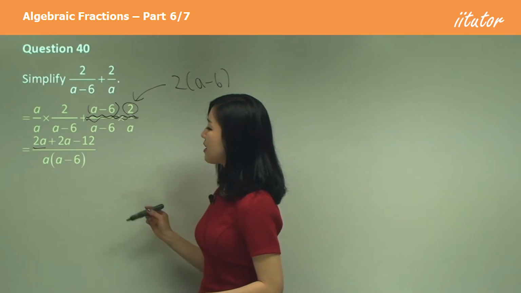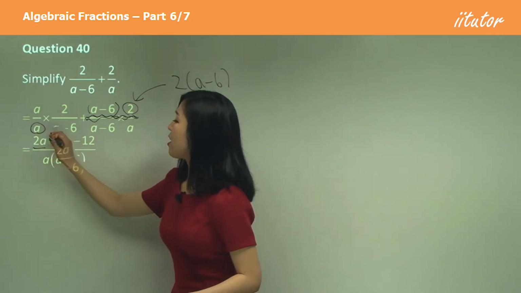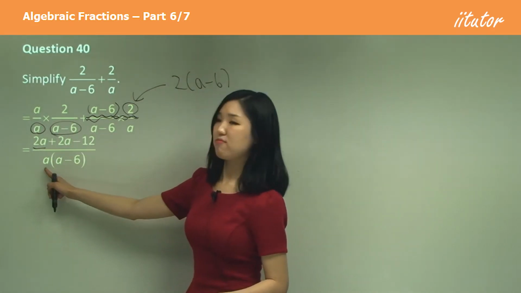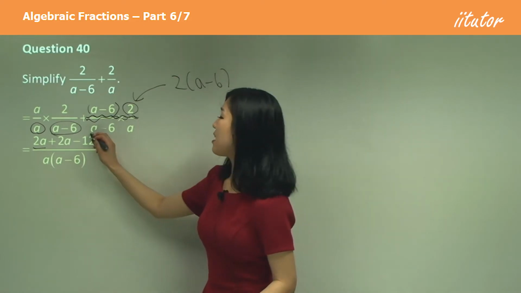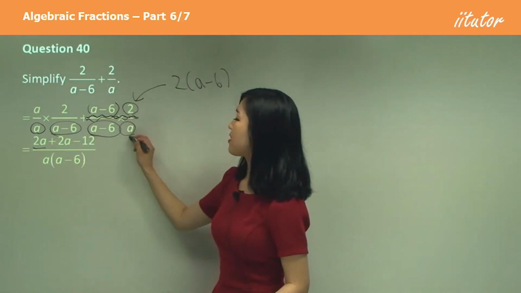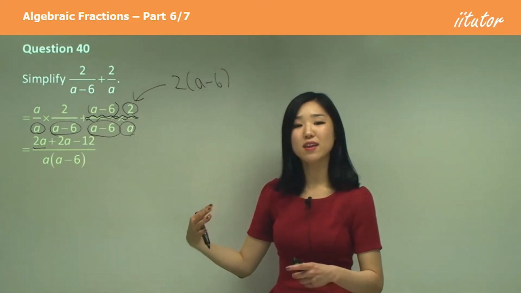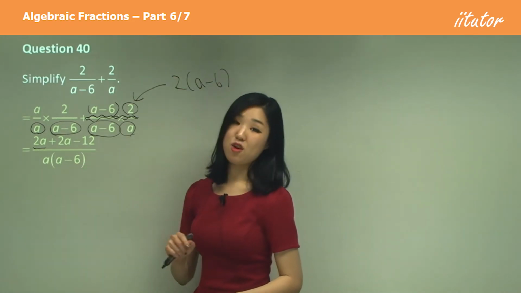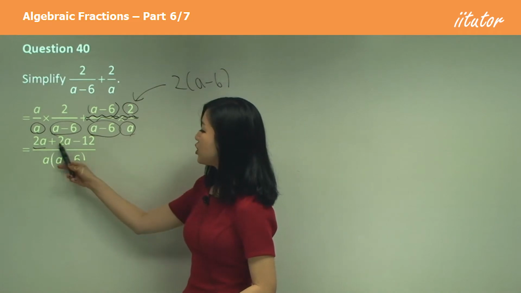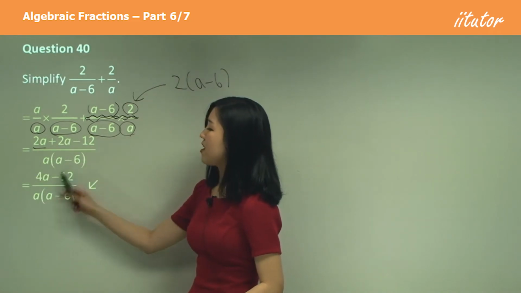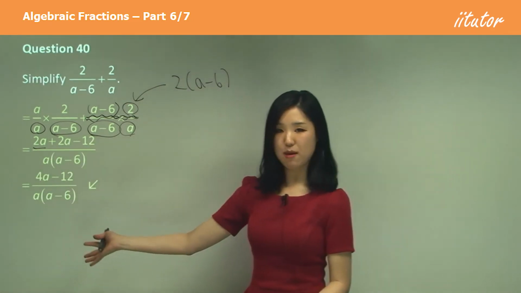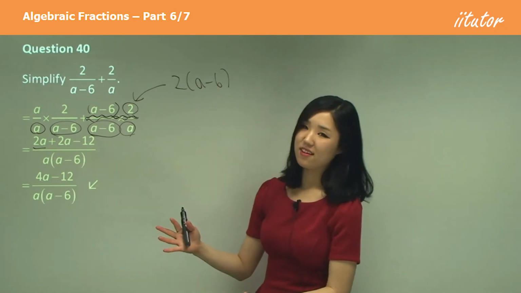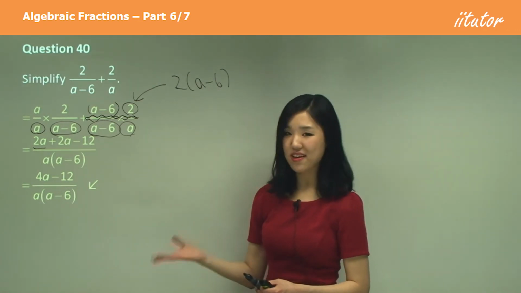And then the denominator. See how a times a minus 6 is a minus 6? And same here, a minus 6 times a is a minus 6. So we have the same denominator. That's why we keep that as the denominator. So now 2a plus 2a is 4a minus 12 over the same denominator. That's the answer. We can't go any further, so that's the final answer.